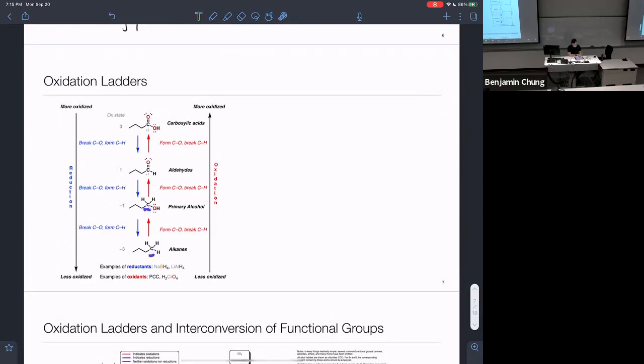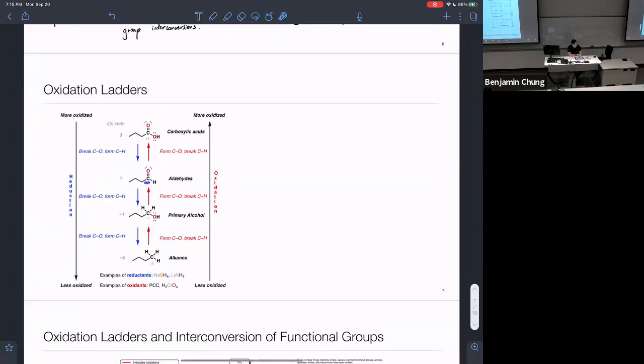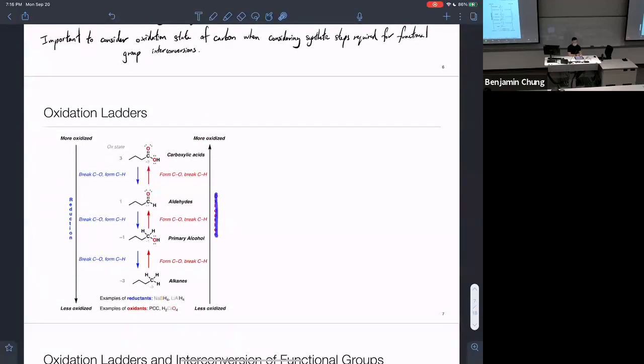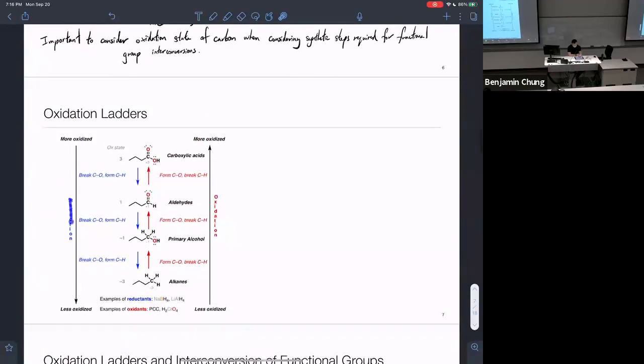So you have -3 to -1, that's a difference of 2. -1 to +1, you have another difference of 2. And +1 to +3 is another difference of 2. So when you go up the ladder, you are essentially performing a series of oxidations. And when you go down the ladder, you're essentially performing a sequence of reductions. So just to reiterate, oxidation refers to loss of the electron relative to carbon.